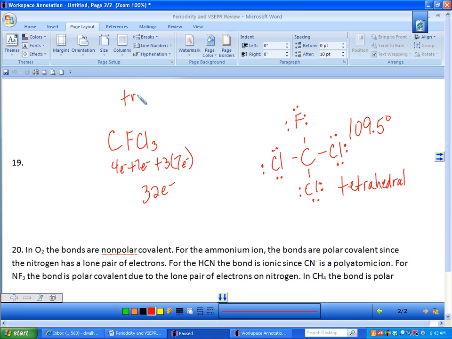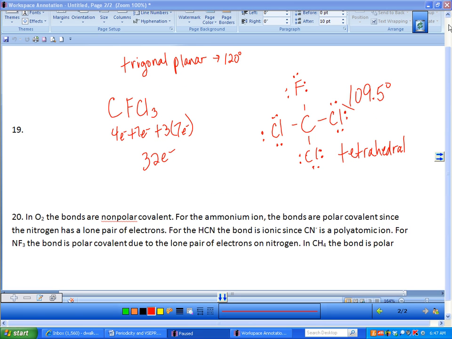Now, I think I might have said the wrong angle for trigonal planar. So go back and fix it if I did, because I should have told you that it was 120 degrees. And I'm not sure. I think I probably said 109.5, so we can make that change. All right, so then we need to scroll on down and let you see the rest of this.